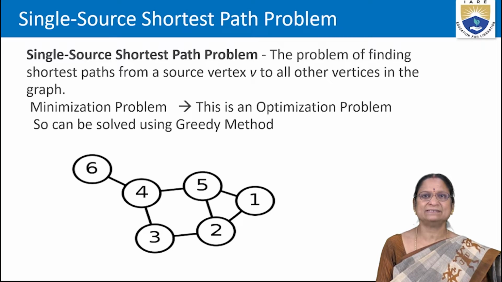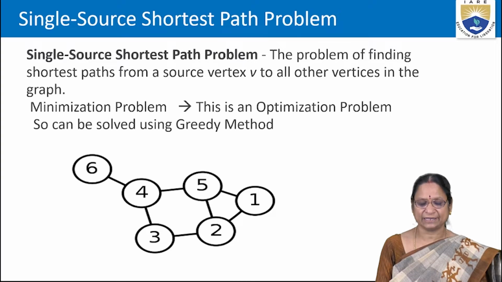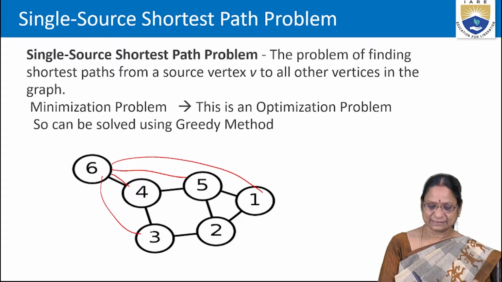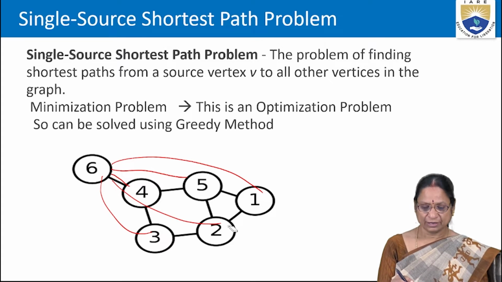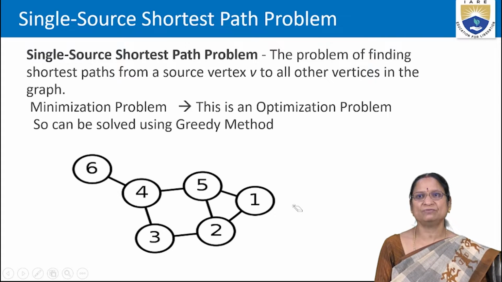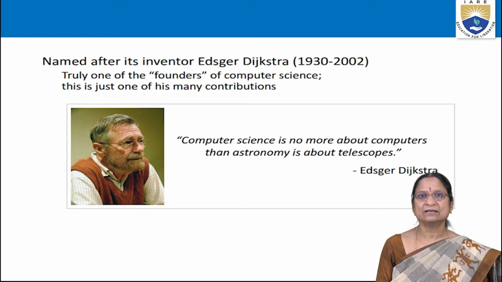Shortest path means it is a minimization problem. That means it's an optimization problem. So this can be solved by using our greedy technique. So let us assume that if we consider vertex 6, from 6 I have to find the shortest path from 6 to 4, 6 to 5, 6 to 1, 6 to 3 and 6 to 2. So the shortest path must be found from a given source to each and every other vertex, considering them as destinations.